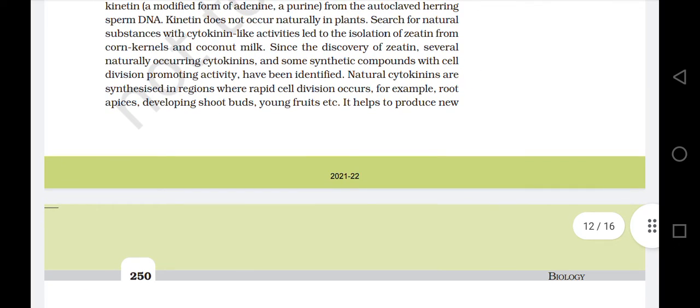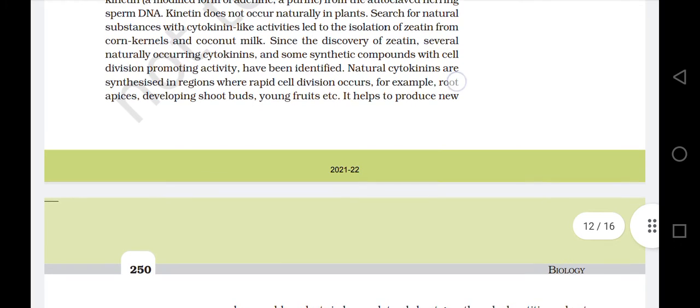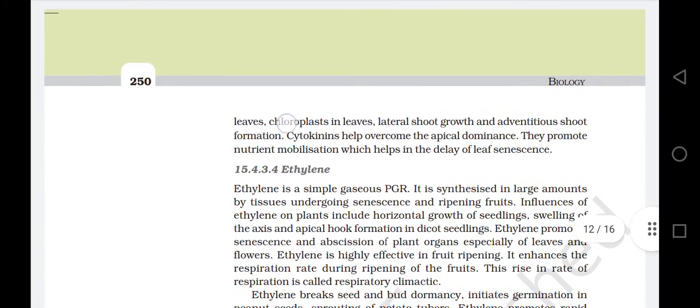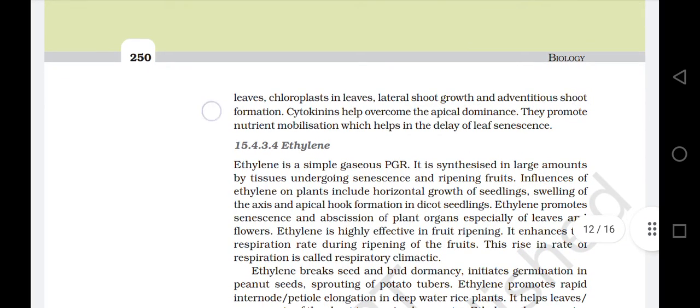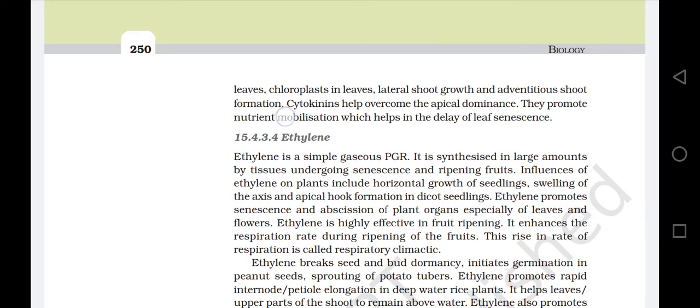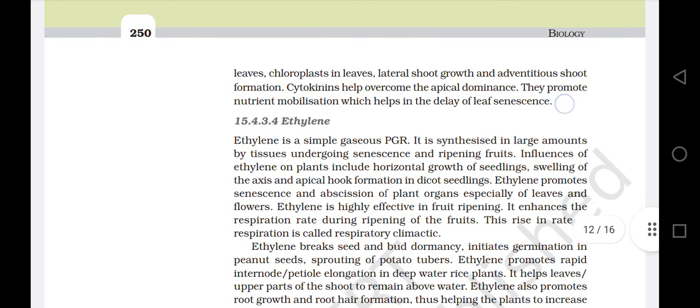Natural cytokinins are synthesized in regions where rapid cell division occurs, for example, root apex, developing shoot buds, young fruits, etc. It helps to produce new leaves, chloroplasts in leaves, lateral shoot growth, and adventitious shoot formation. Cytokinins help overcome the apical dominance. They promote nutrient mobilization, which helps in delay of leaf senescence.